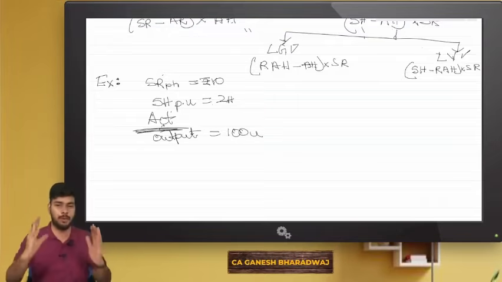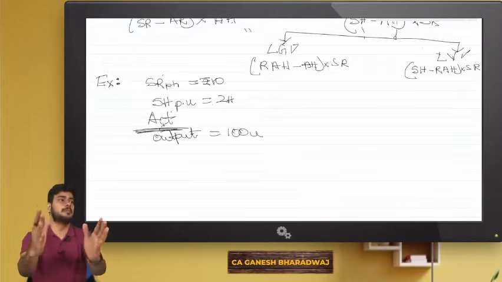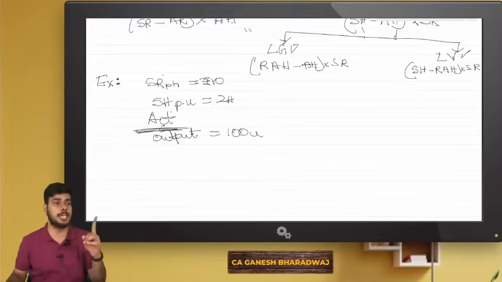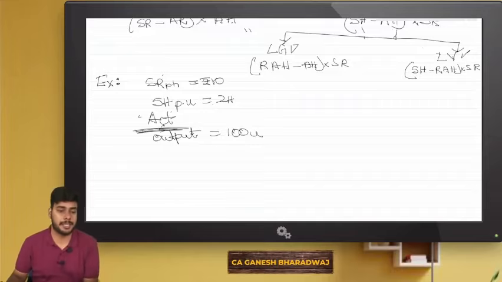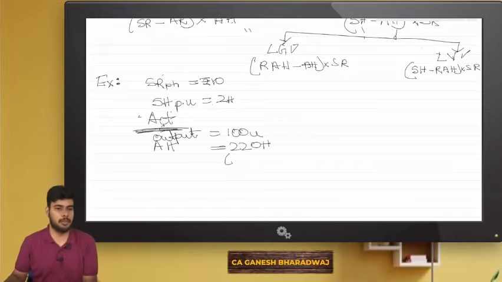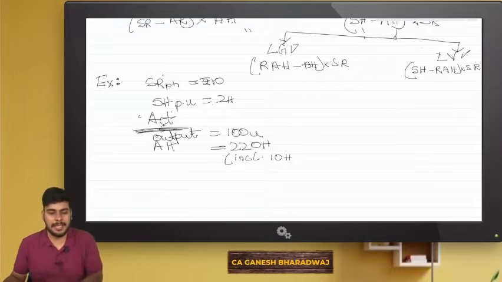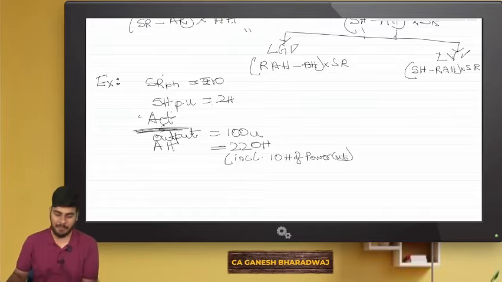Output, actual output is the base for this chapter, because that is the base for you to compute the standards. Are you clear with this? Fine. Next. Let's say actual hours taken is 220 hours. Actually they have spent 220 hours, and this includes 10 hours of power cut.